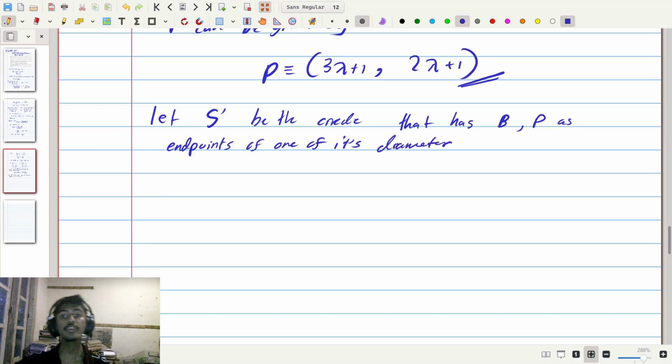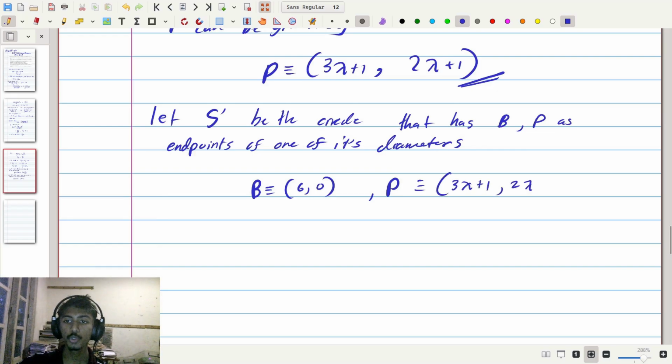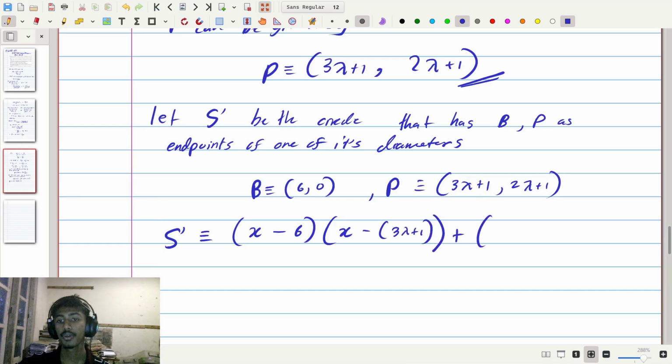Now given that, if we consider the coordinates of B and P, B is given by (6, 0) and P is given by the parametric (3 lambda plus 1, 2 lambda plus 1). And therefore, if we substitute, we can say S dash must be given by (x minus x1), which is (x minus 6), times (x minus x2), which is (x minus (3 lambda plus 1)), plus (y minus y1), which is (y minus 0), times (y minus y2), which is (y minus (2 lambda plus 1)), equals 0. So this must be the equation of the circle S dash.